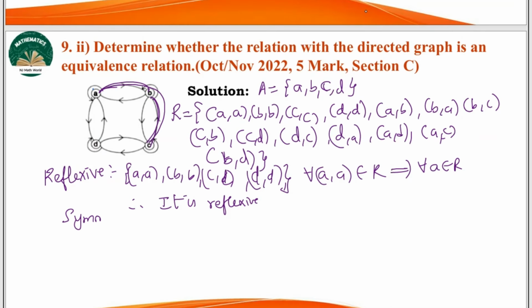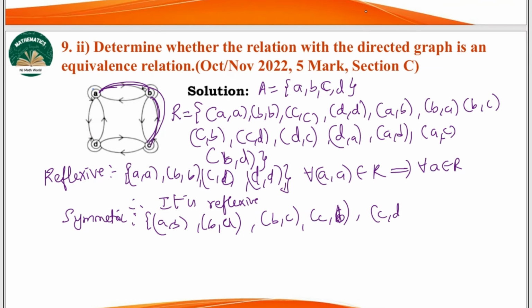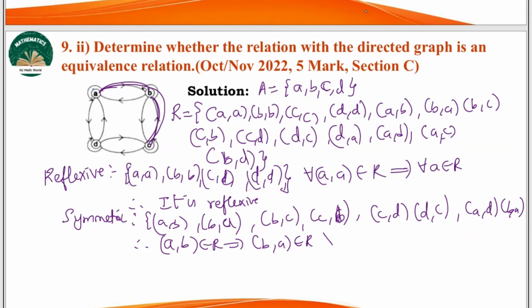Now we'll prove it is symmetric. Symmetric means if you have (A,B), we should have (B,A). Then you have (B,C), we should have (C,B). Then you have (C,D), we should have (D,C). Then (A,D) will have (D,A). We have all these relations. Therefore, for all (A,B) belongs to R implies (B,A) belongs to R. Therefore, it is symmetric.